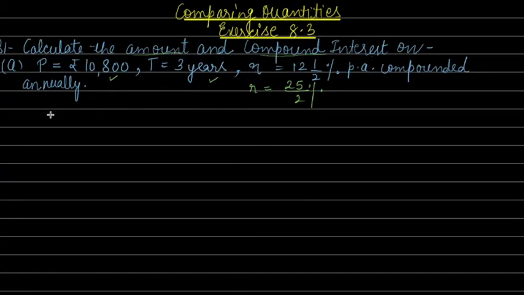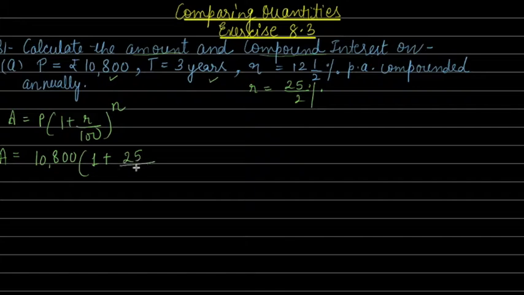So what is the formula for amount? Amount formula is principal into 1 plus r upon 100 raised to the power time, that's your t basically. So we have to calculate the amount. Principal is how much? 10,800, 1 plus 25 upon 2 into 100, this 100 as it is, and t is how much? 3 years here, right? So we have placed the values.